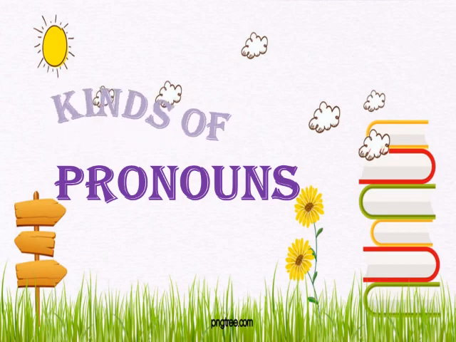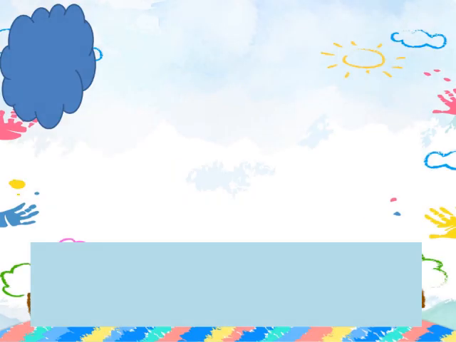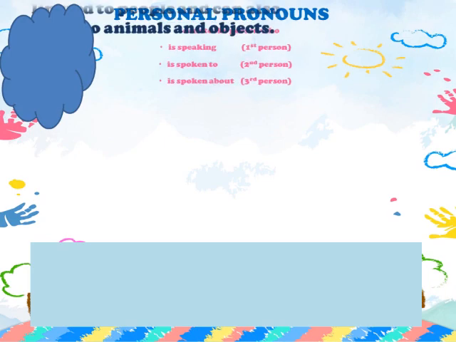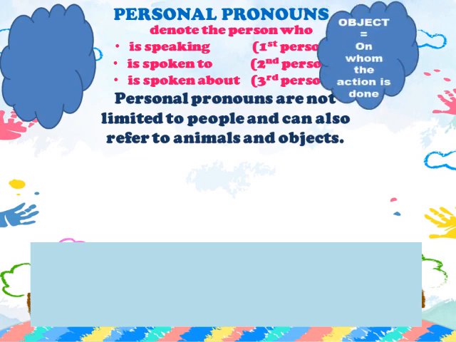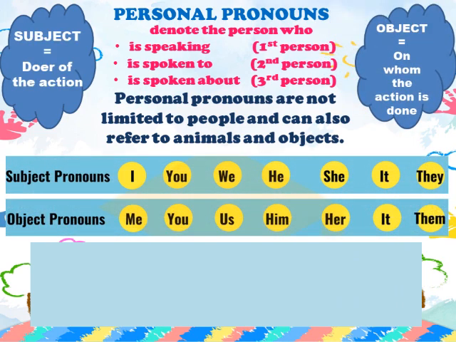Kinds of pronouns. Our first kind is personal pronouns. Personal pronouns denote the person who is speaking, that is the first person, who is spoken to, that is the second person, and who is spoken about, that is the third person. Personal pronouns are not limited to people and can also refer to animals or objects. For better clarity, it is given in tabular form.